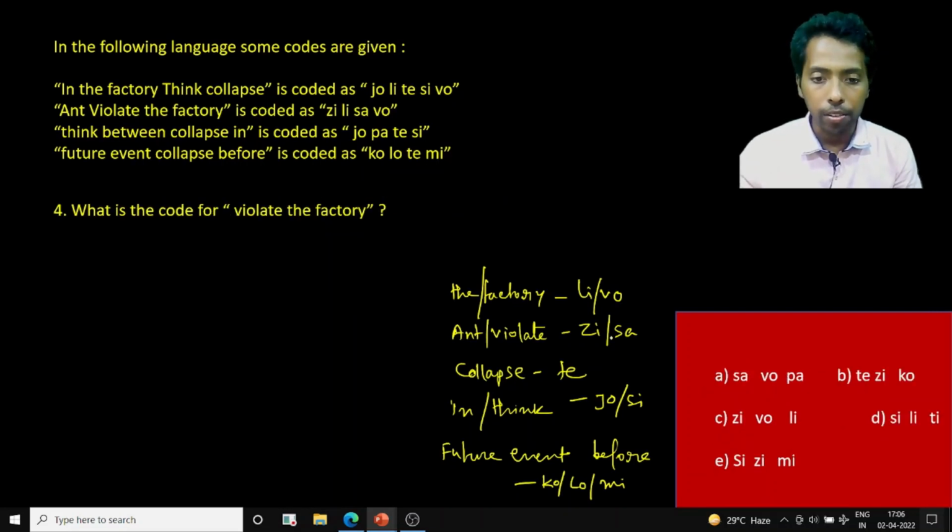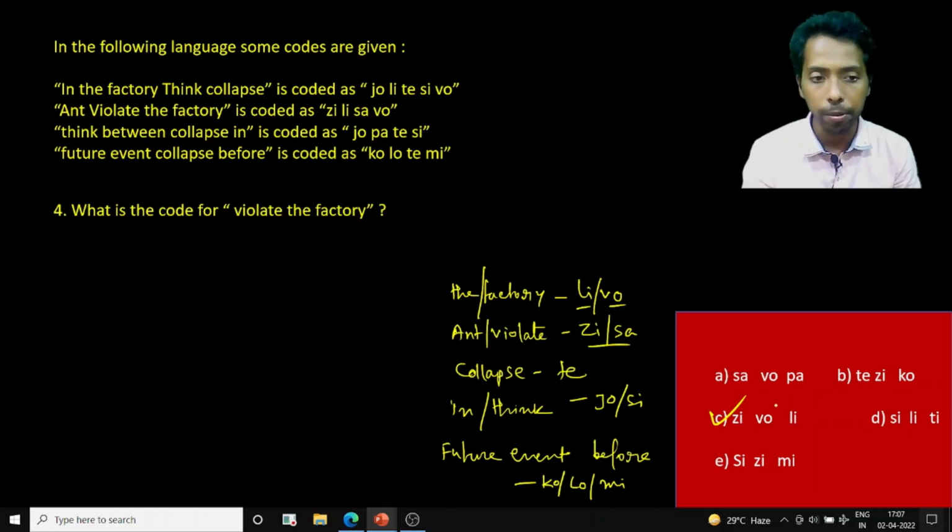The factory, that is LI and VO, should be there. LI and VO. Only C is the option. Violet, maybe you can check or may not be, but LI and VO is there. So obviously the violet code, that is JDI or SA, any of the two. Here are also possible cases. So JDI or SA can be. So for violet, that is JDI.